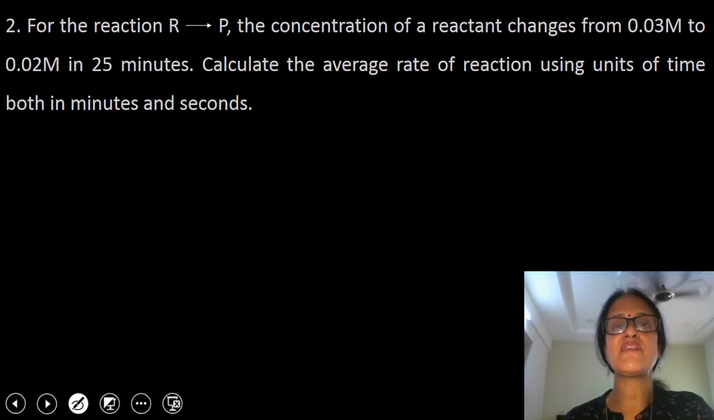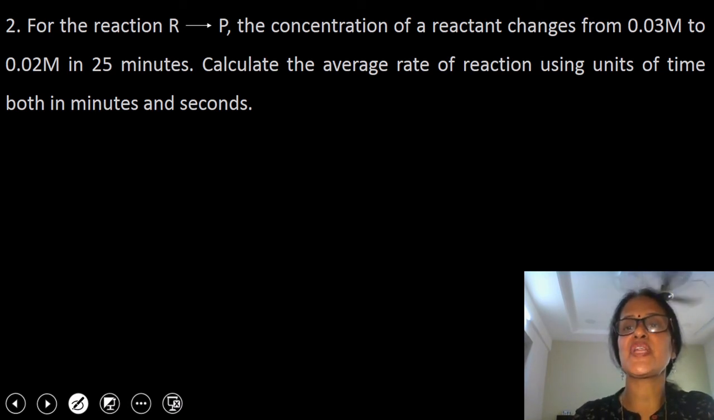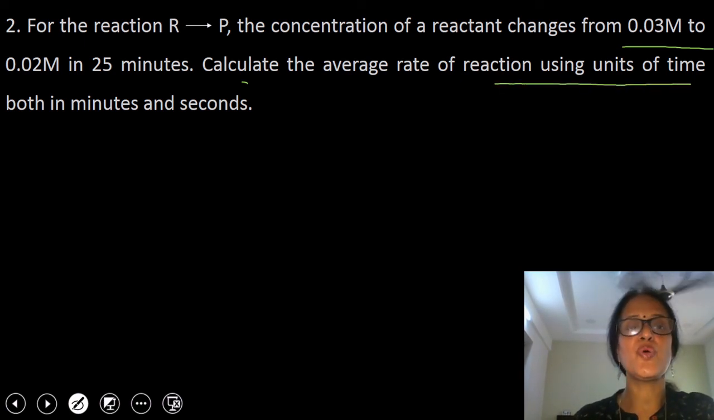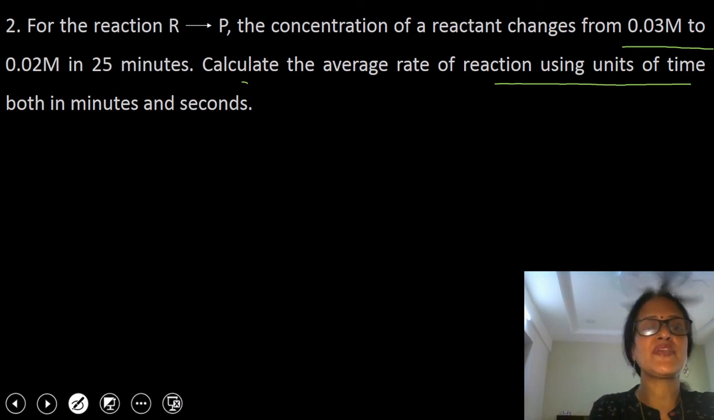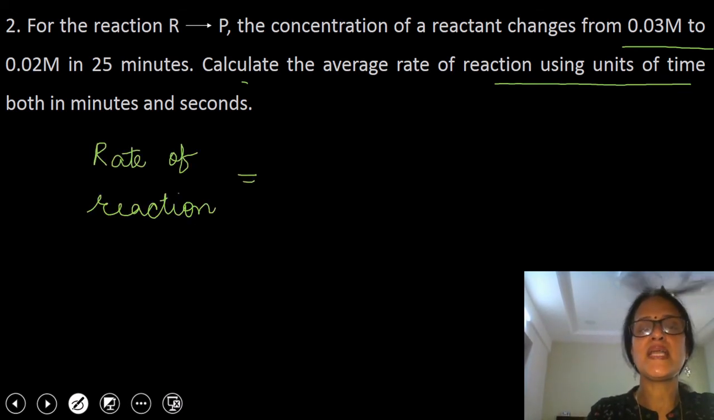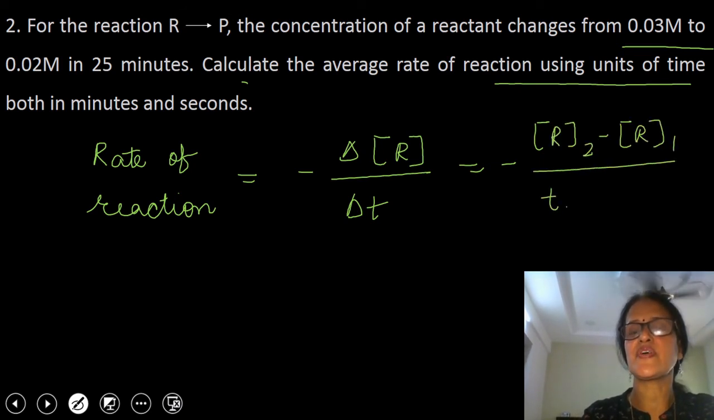In the similar way, we can solve a few more NCERT problems. In this question, you have been given for the reaction R is equal to P, the concentration of a reactant changes from 0.03 molar to 0.02 in 25 minutes. You have to calculate average rate of reaction using units of time, both in minutes and seconds. So what we have to do here, we have to calculate rate of reaction by using the formula. Rate of reaction is equal to minus delta R by delta T, or we can write as minus R2 minus R1 divided by T2 minus T1.